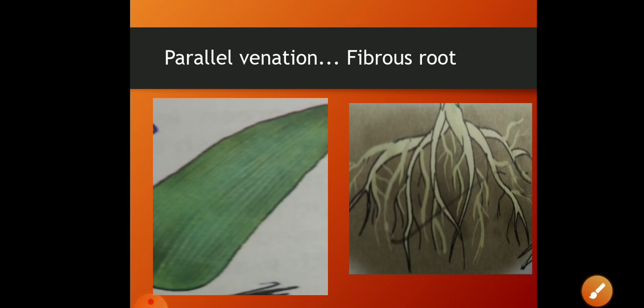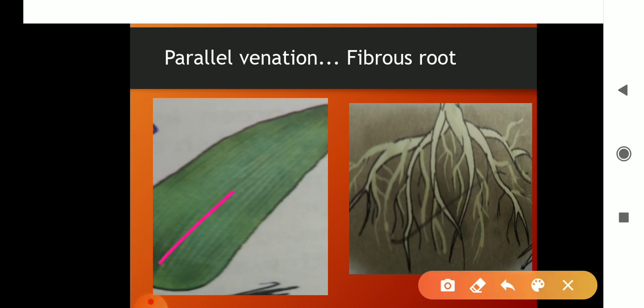The next is if the venation is parallel, it means if these lines are the veins, the arrangement of the veins is parallel to each other, then this type of venation is called parallel venation. If the plant has parallel venation, then the root will always be fibrous root.